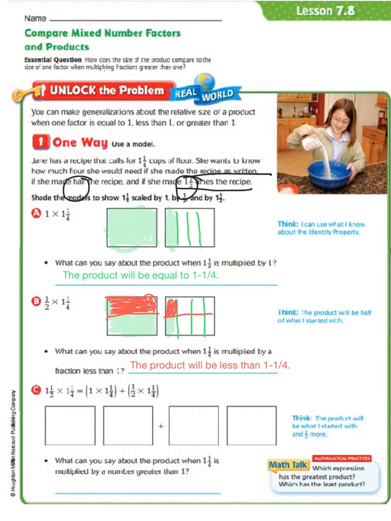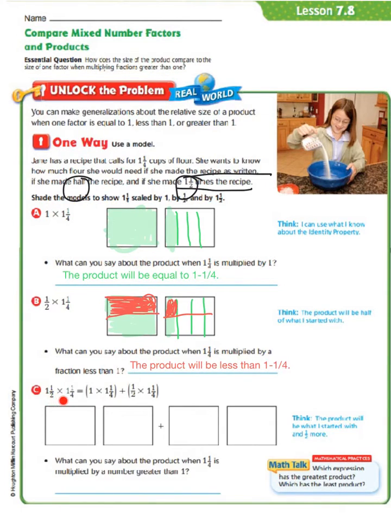and we look at the pieces that are shaded twice, we can see that when we multiply 1 1/4 by a fraction less than 1, the product will be less than 1 1/4 because the area shaded twice is less than 1 1/4. So let's take a look at our last one.